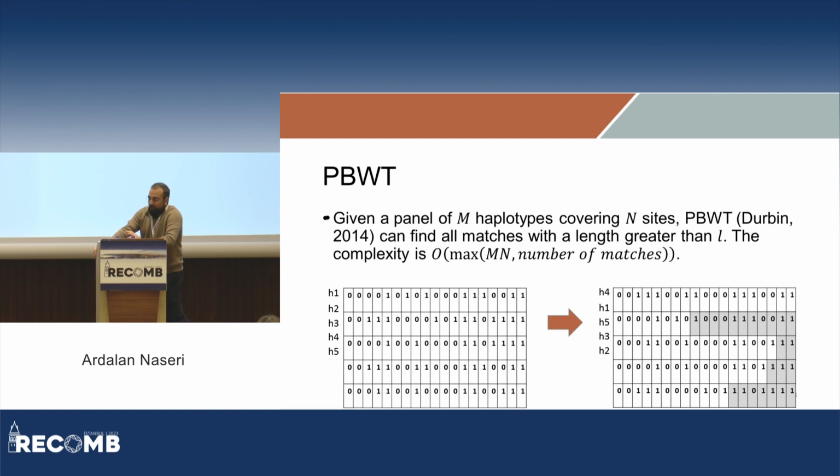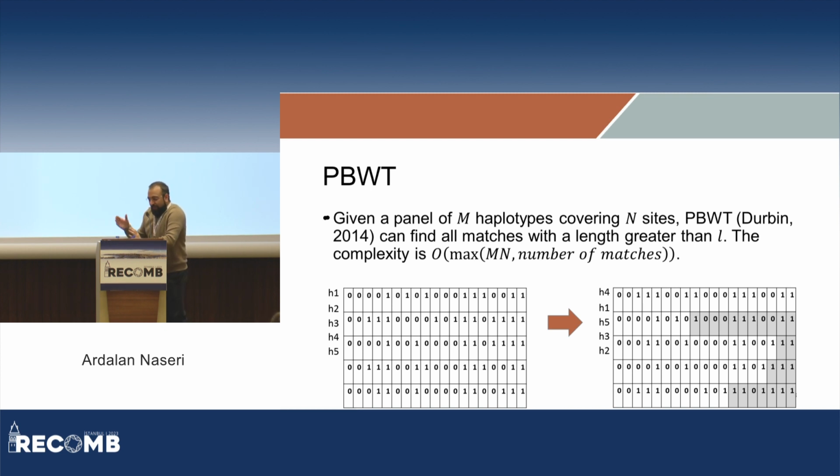Before I talk about the methodology, how we count the recombination rate, here is a simple background about the algorithm that we used in this work and some other works that our group has been doing. We use a positional Burrows-Wheeler transform. It's a very simple idea.